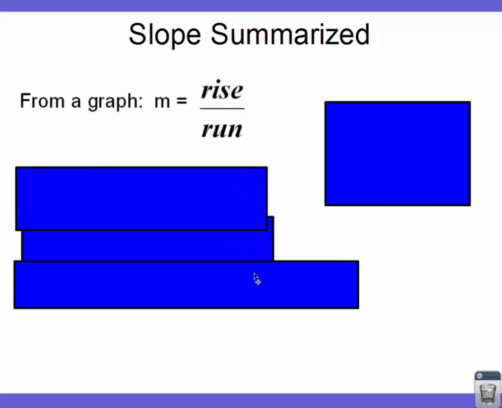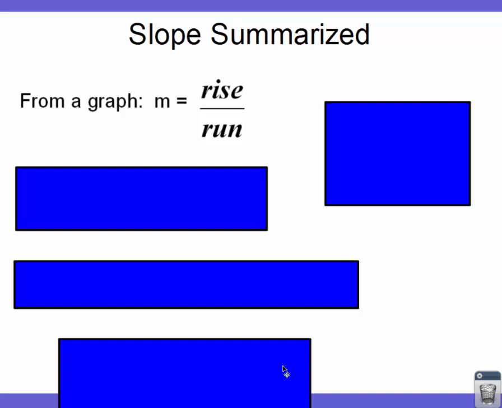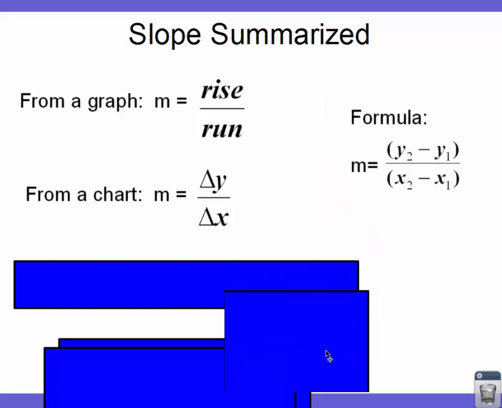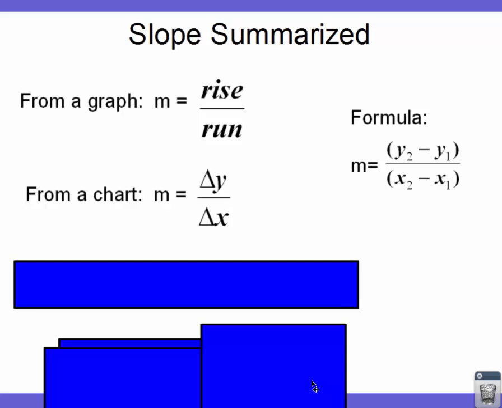We have done slope from a graph, and we know from a graph we're going to look at rise over run, how far it goes up or down, and then how far it goes right or left. We've looked at finding slope from a chart where we look at our delta y versus our delta x, or our change in y divided by the change in x. Today we're going to look at slope with a formula, and the formula is slope equals, because remember the m represents slope, y2 minus y1 divided by x2 minus x1.